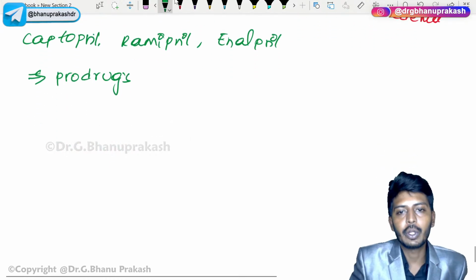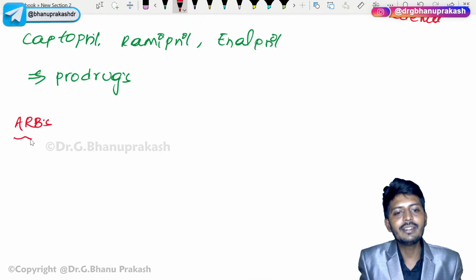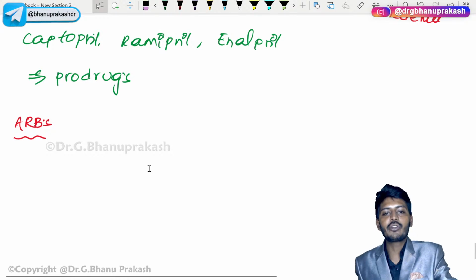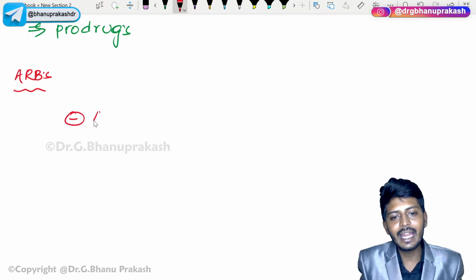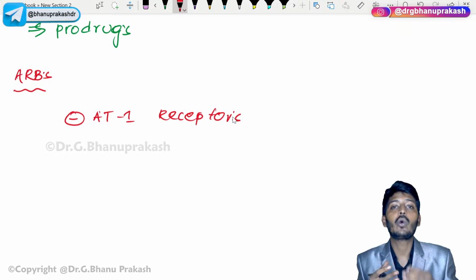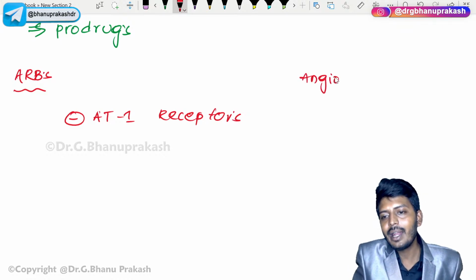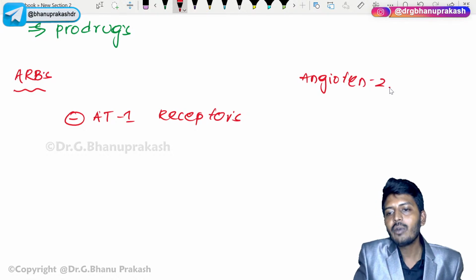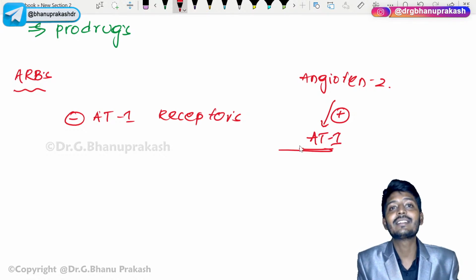And the next important group of drugs which I would like to talk about are ARBs, my dear students. ARBs inhibit which receptor? Yes, the AT1 receptor. Let's recall quickly. We had your angiotensin 2. This angiotensin 2 will go and activate a receptor called the AT1 receptor.